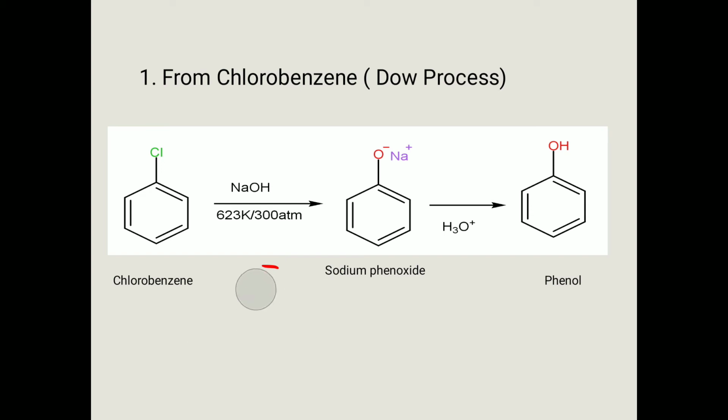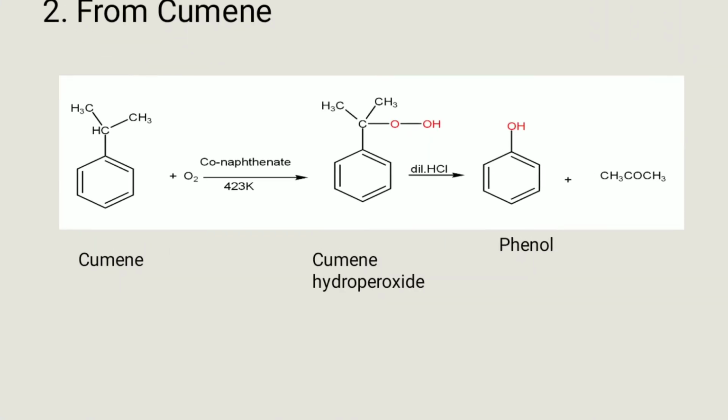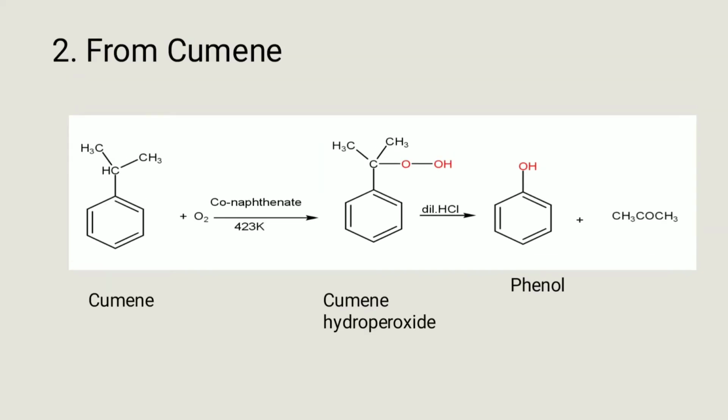Now let's see the next one. Next is from cumene. Cumene is also known as isopropyl benzene, and you can see the structure. Just draw isopropyl at the second position. You can draw C6H5 instead of that ring.